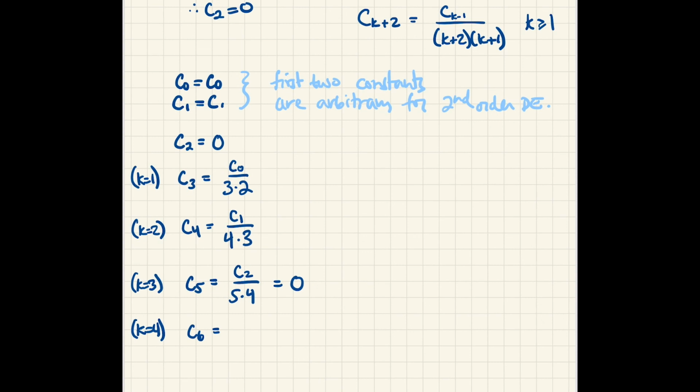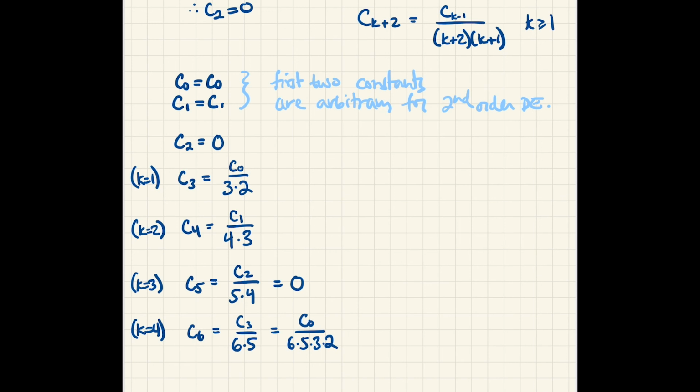So that would be equal to c sub 3 over 6 times 5. Well, what's c sub 3? C sub 3 is c0 over 3 times 2. So this is really going to be c0 over 6 times 5 times 3 times 2. And no, that is not 6 factorial. It's because we're missing the 4, right?